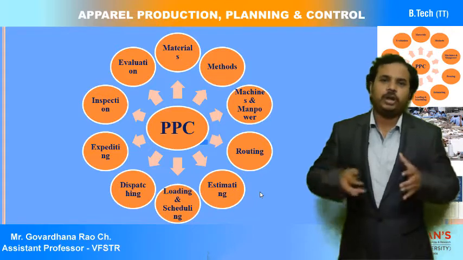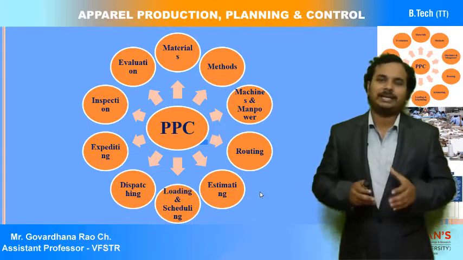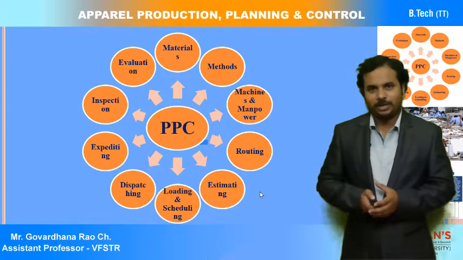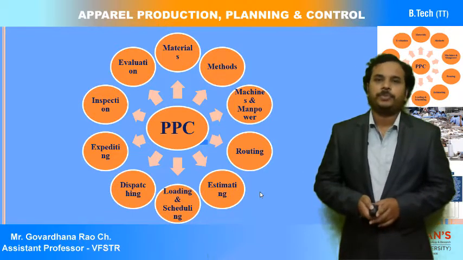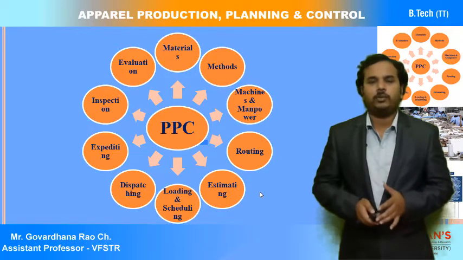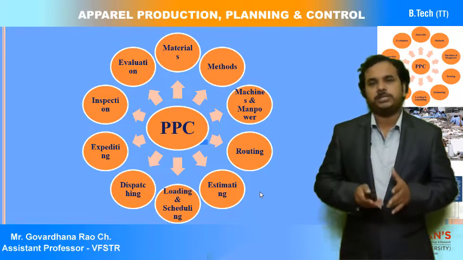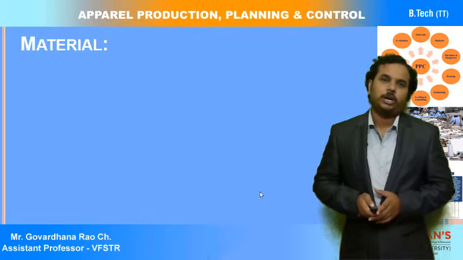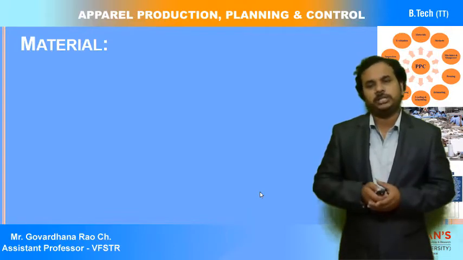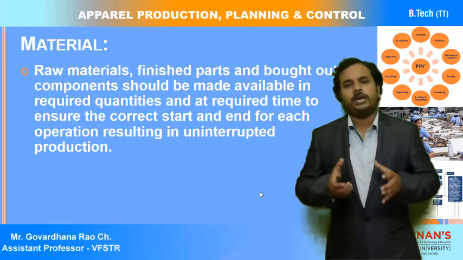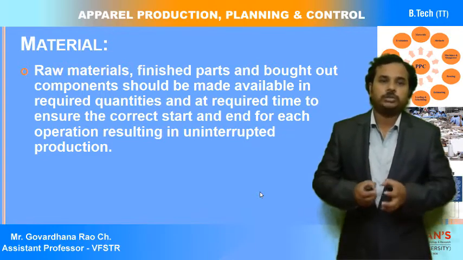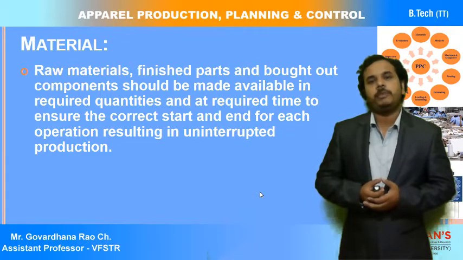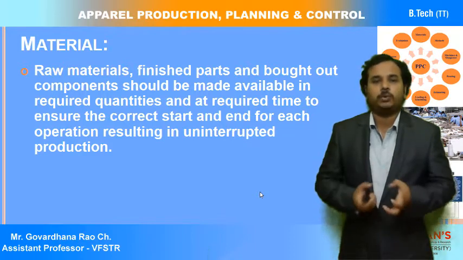So individually we will see what exactly the material is and what exactly the method is. We will see these PPC department functions one by one. Now the first function is material. The raw materials, finished parts and bought-out components should be made available in required quantities.